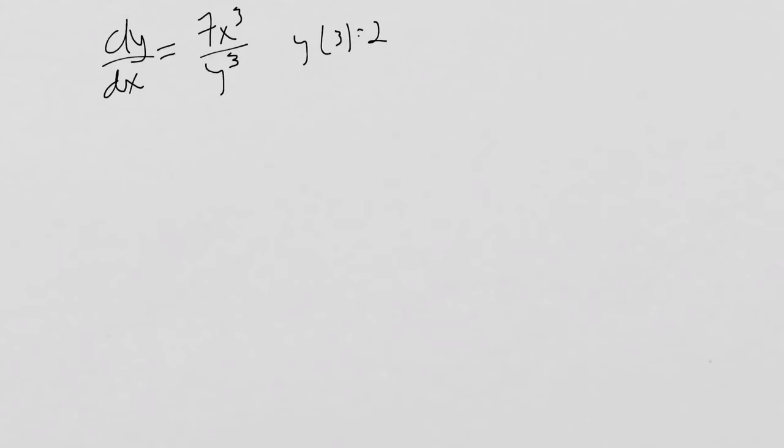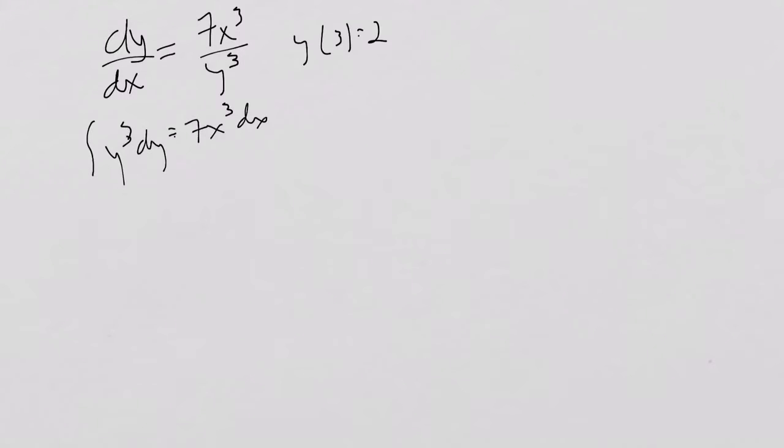For this first separation of variables problem, I need to get all the x's on one side and the y's on this side, so I'm going to cross multiply. That is going to give me y cubed dy equals 7x cubed dx. Now I just need to integrate each of these.